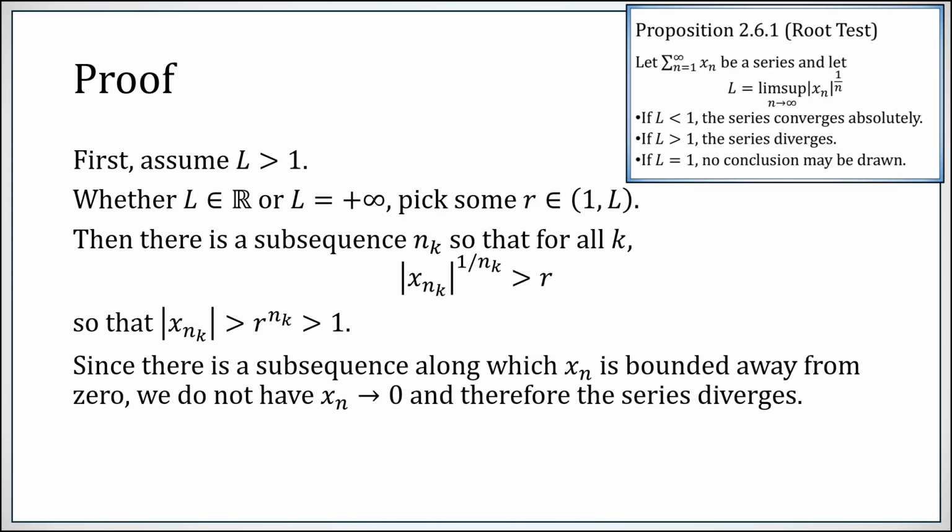Therefore, there's a subsequence of terms of the original series for which the absolute value is bigger than 1, meaning it is not converging to 0 on this subsequence. So the terms of the sequence overall are not converging to 0. And if we have a sequence not converging to 0, the associated series is not converging.